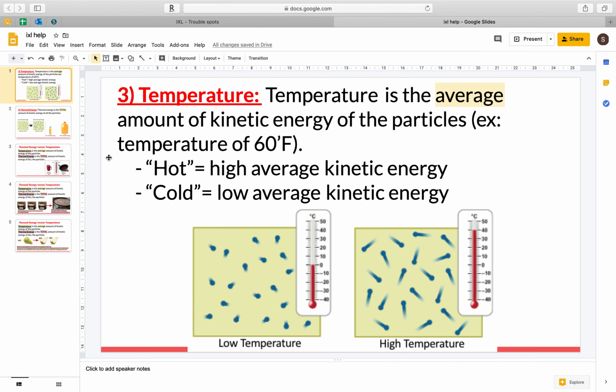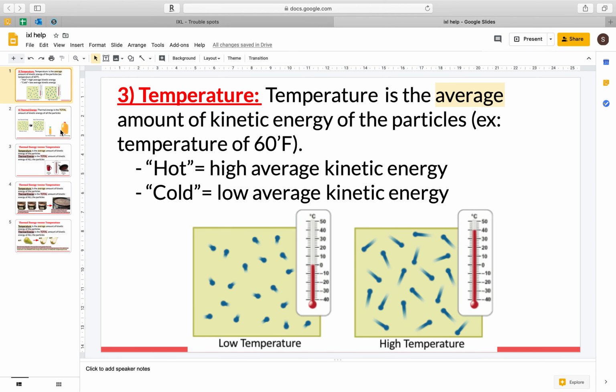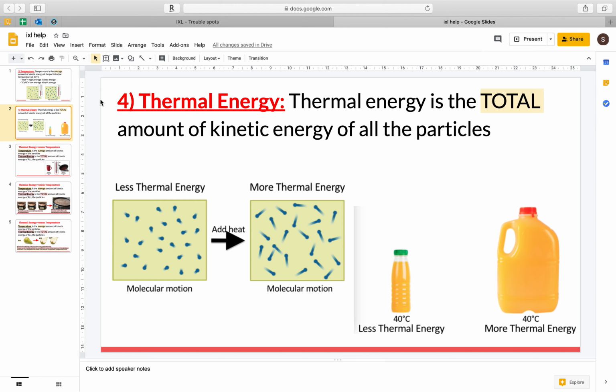I know a lot of kids got stuck and couldn't finish yesterday, so I'm going to hopefully show you through this video how to do those problems. Before we go on to the problems, let me just remind you that temperature is different from thermal energy. Those are two different things.